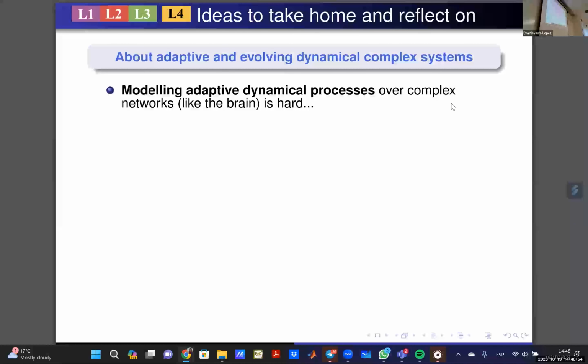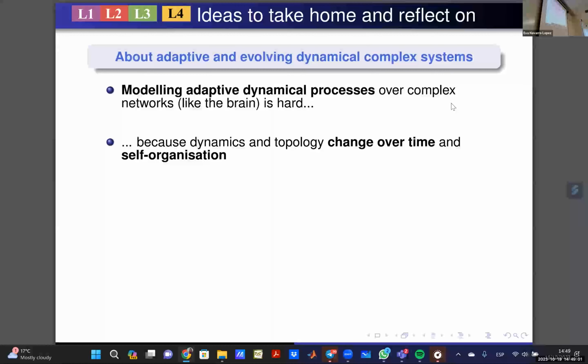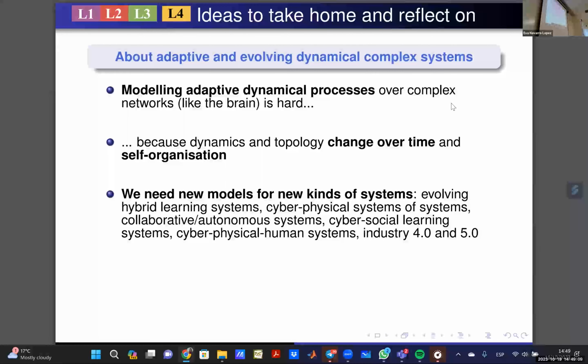Okay, so we need to know how to model adaptive dynamical processes in the brain, and that is very hard because the dynamics and the topology change over time, and we have self-organization, and we need new models for new kinds of systems today. There are many names. You can help me by suggesting some new names. Evolving hybrid learning systems, cyber-physical systems of systems, collaborative systems, cyber-social learning systems, cyber-physical-human systems.